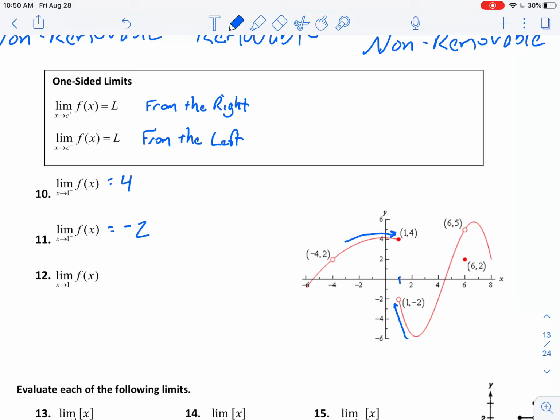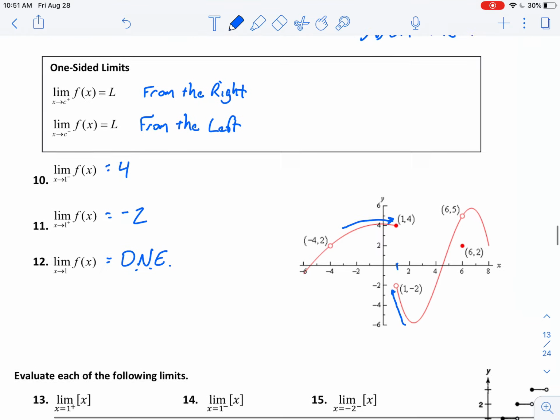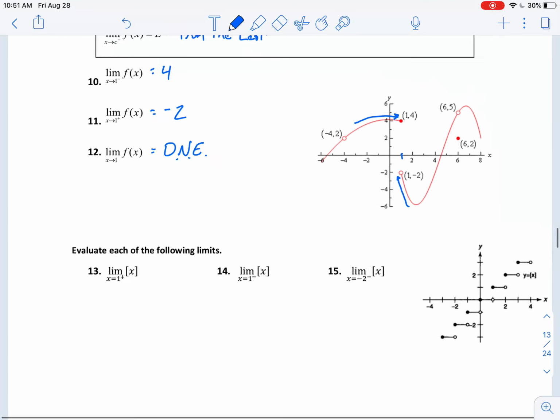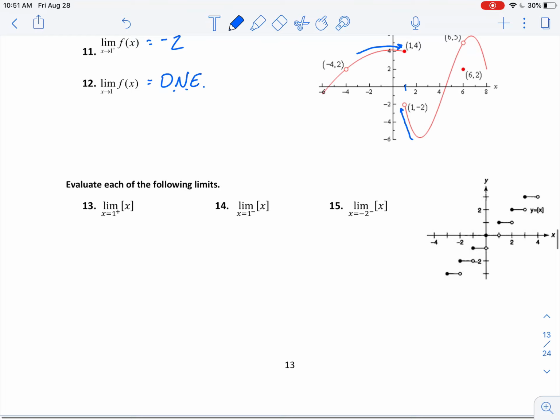Number 12 goes back to what we talked about before. This is simply the limit as x approaches 1 of f of x. Since these two graphs do not come together at x equals 1, the actual limit does not exist. So even though the limits from the left and the right can exist, or do exist in this case, the limit itself doesn't. All right, so if you guys want to take a look at this and think about it for a second.